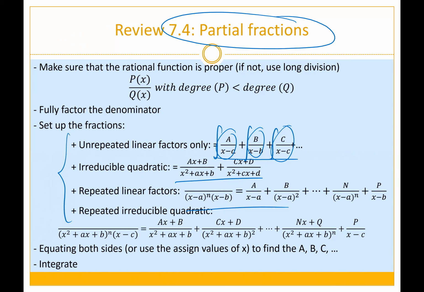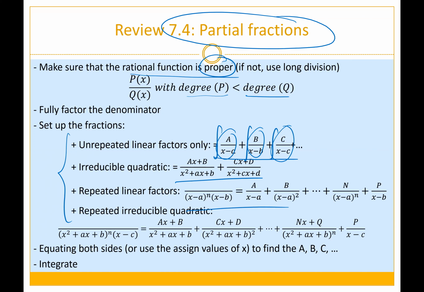So the first step is to make sure that the rational function is proper. When we say proper, it means that the highest degree in the numerator, say x squared, is smaller than the highest degree in the denominator, say maybe x cubed or x fourth.